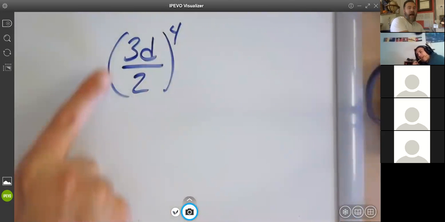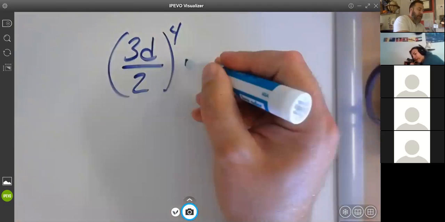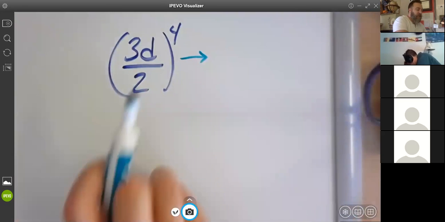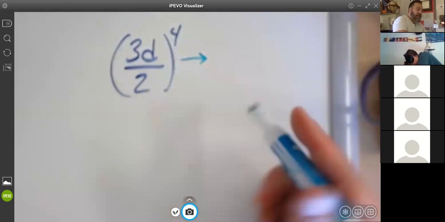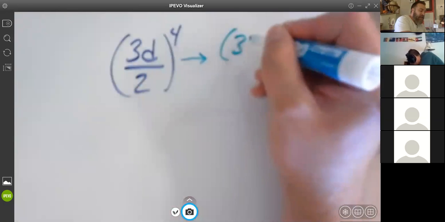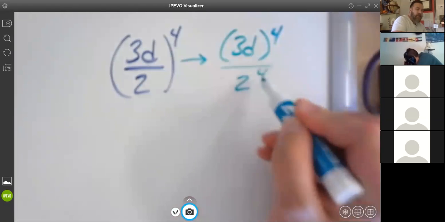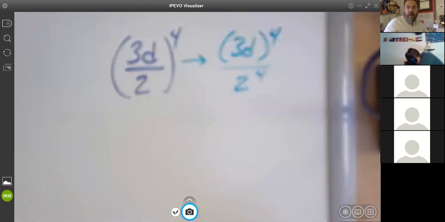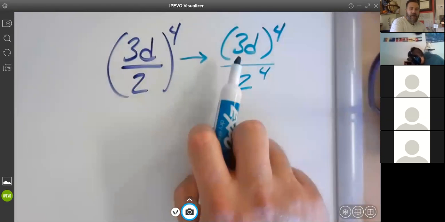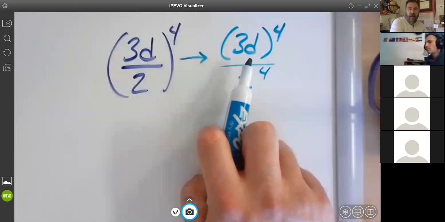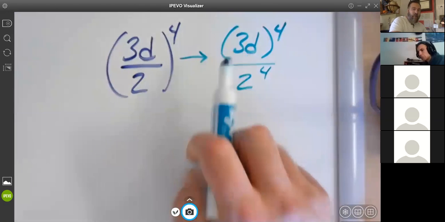First, I see my fraction quite obviously. And so based on my properties, I can distribute this exponent into both numerator and denominator. And so my 3d numerator is raised to the fourth power over 2 to the fourth power. There's my property with the fractions. That's the distribution of the exponents. Now, the second property I could use here is that this is multiplication. 3 times d. And that exponent's going to be distributed into these as well.